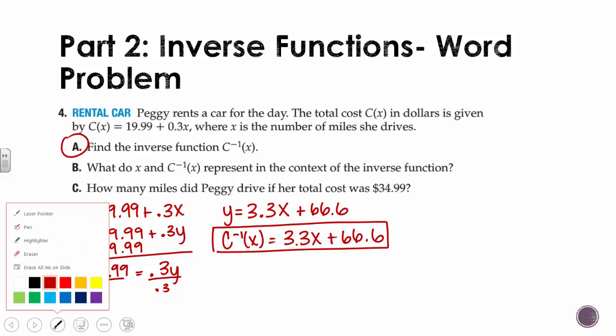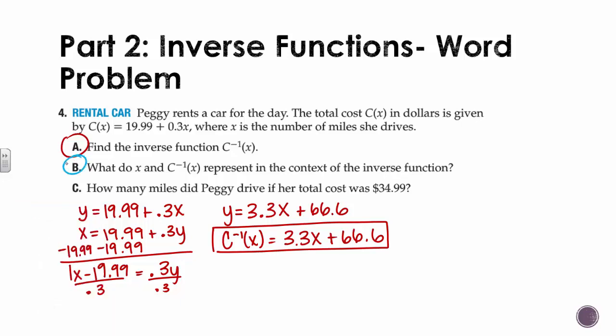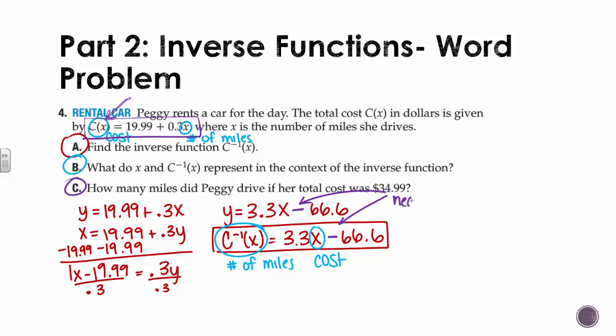So now let's answer the questions. It says, what do x and the inverse of C of x represent in context of the inverse function? So remember, before, this was the cost, and this was the number of miles. An inverse switches things around. So now this is number of miles, and this is our cost. Whoops, both of these should be negative. Sorry about that. Change that to negative, because we had the minus 19.99.